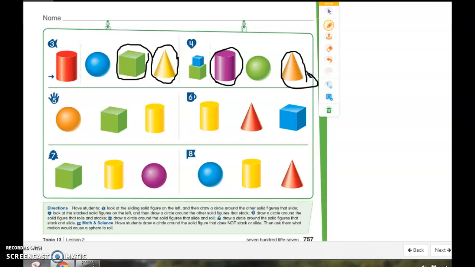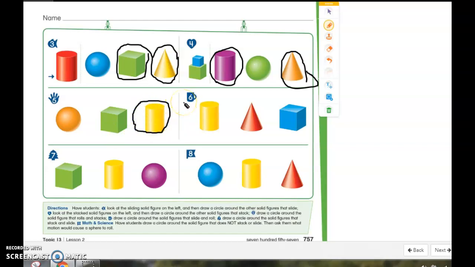It wouldn't balance. Okay, so let's look at the hand, our high five number 5, okay? High five number 5 wants me to pick the figure that rolls and stacks. Which one can roll and stack? Well, we just said a sphere can't stack. It would be unbalanced and it would roll all over. And a cube can't roll unless you throw it. But a cylinder can roll and a cylinder can stack.